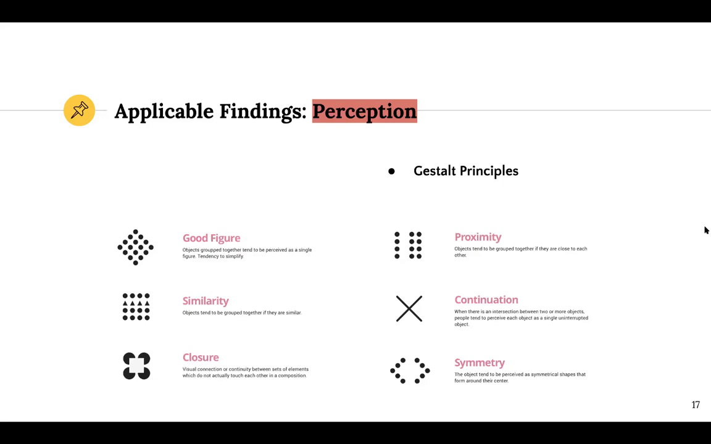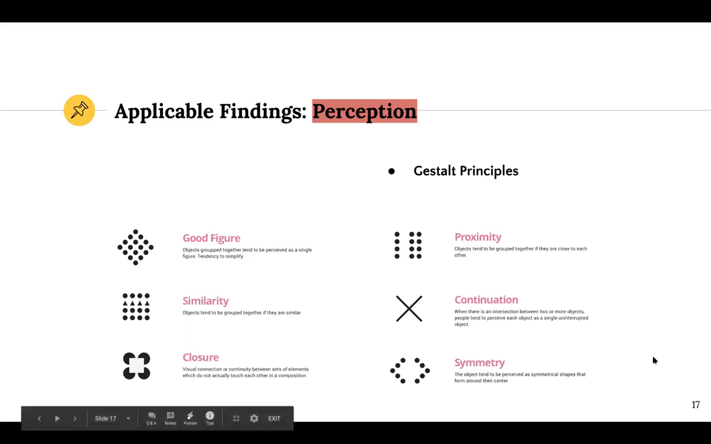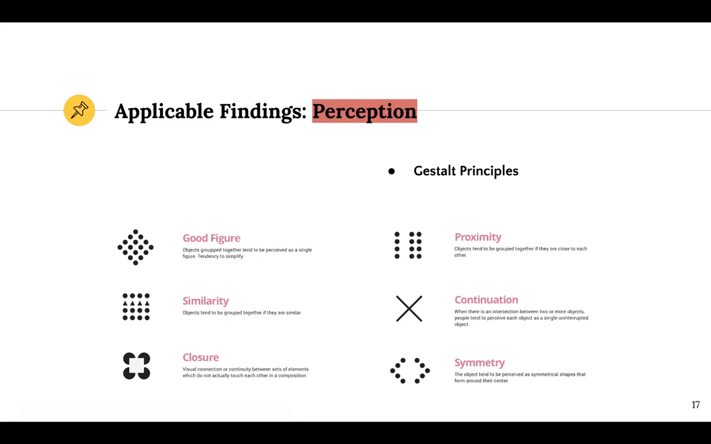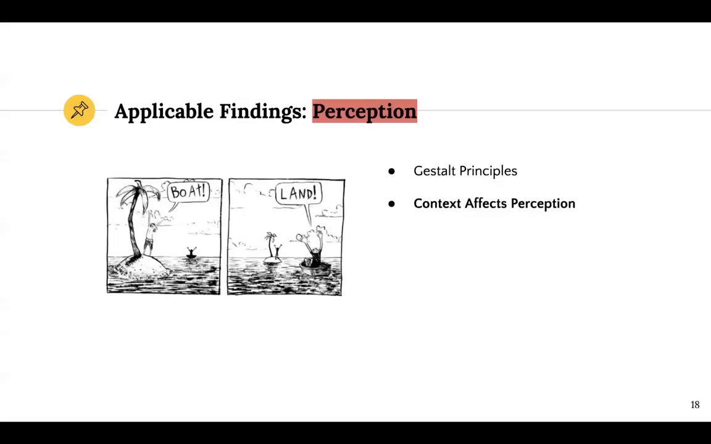And proximity. Objects tend to be grouped together if they're close to one another. That's simple enough. Continuation. When there is an intersection between 2 or more objects, people tend to perceive each object as a single uninterrupted object. So you can perceive this as either 2 lines, or an X, but people are going to perceive it as an X. Symmetry. Objects tend to be perceived as symmetrical shapes that form around their center. That's easy enough to understand as well.